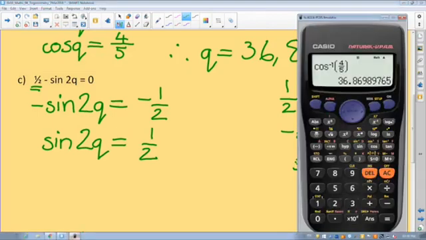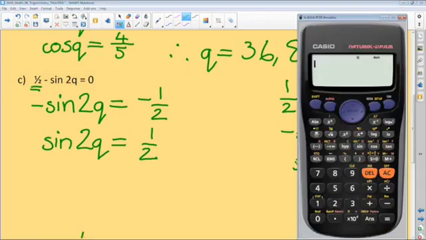There it is, and we'll clear the screen. Because we are calculating the size of the angle, we use shift and sine, and then we have 1 over 2 in the brackets, and we close it, and our answer is 30 degrees. And actually we did that earlier, didn't we? So we should have actually known that.